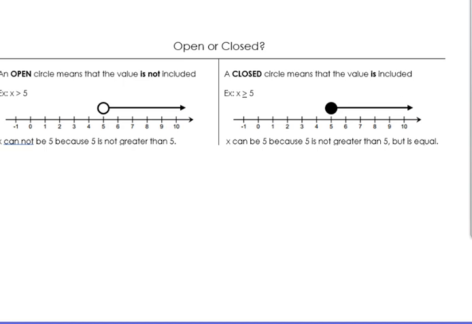In order to decide whether we should be using an open or closed circle, we will be looking at the inequality sign. In our first example, the inequality sign is greater than. In the second example, the inequality sign is greater than or equal to. The extra equal to helps us fill the point.